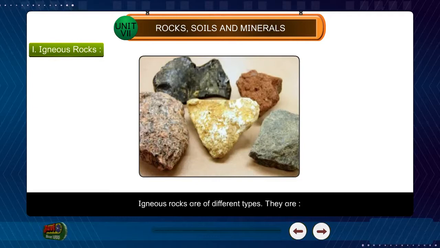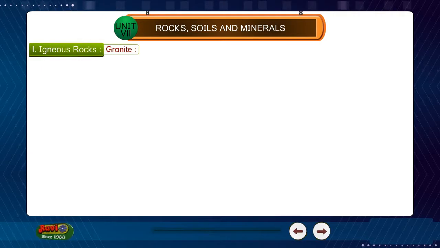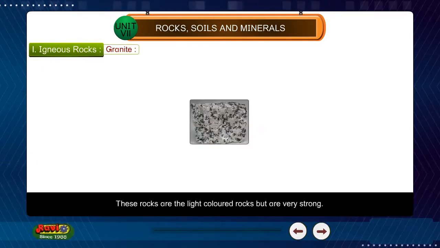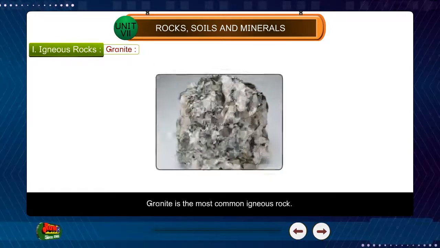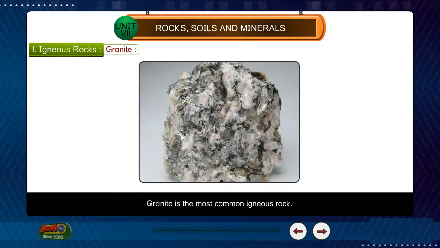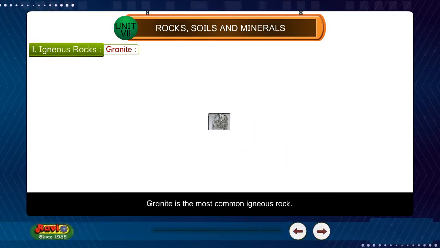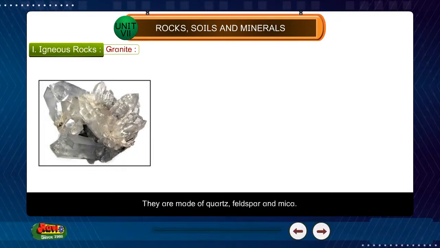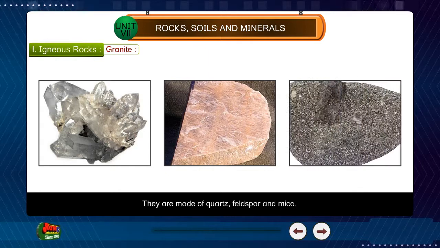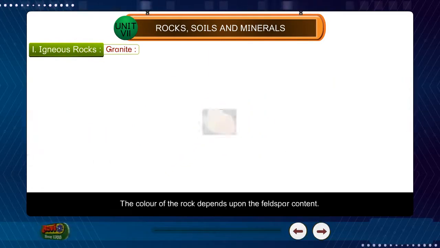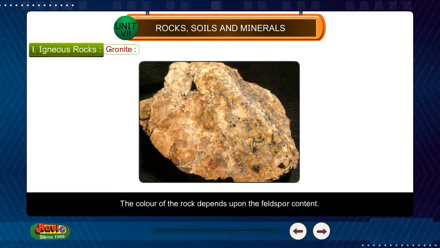Igneous rocks are of different types. They are granite. These rocks are light-colored rocks but are very strong. Granite is the most common igneous rock. They are made of quartz, feldspar and mica. The color of the rock depends upon the feldspar content.